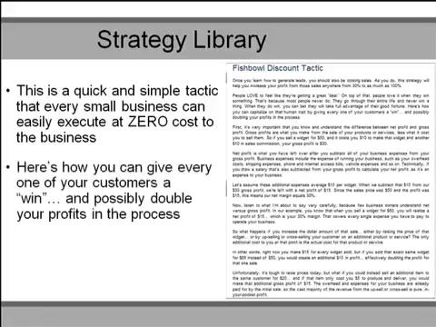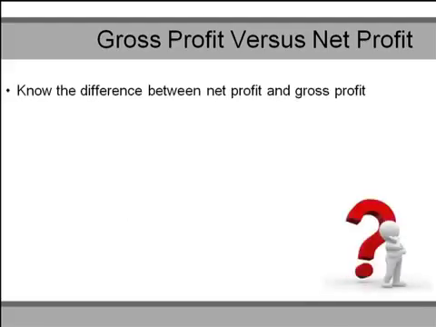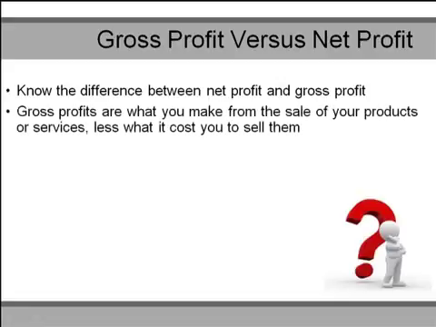First, it's very important that you know and understand the difference between net profit and gross profit. Gross profits are what you make from the sale of your products or services, less what it costs you to sell them. So if you sell a widget for $50 and it costs you $10 to make that widget and another $10 in sales commissions, your gross profit is $30.